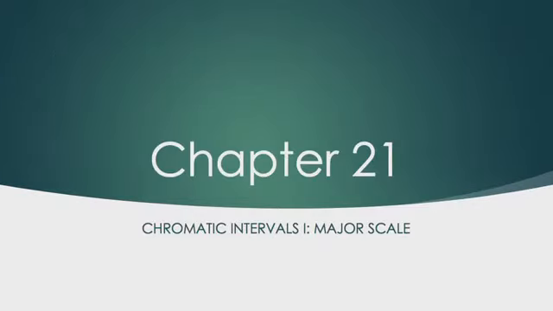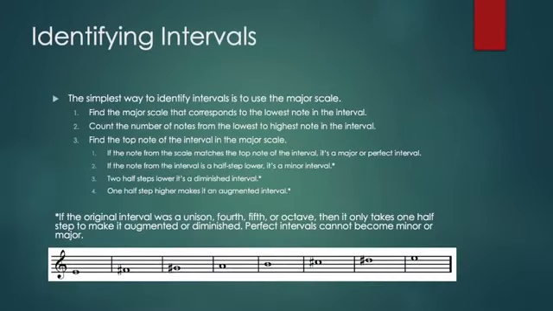I'm going to show you how to identify intervals using the major scale. This system works really well when the bottom note of an interval fits one of the major scales that exists in our circle of fifths, which consists of perfect fifths from C all the way around. It doesn't work so well when the lower note doesn't fit the circle of fifths.